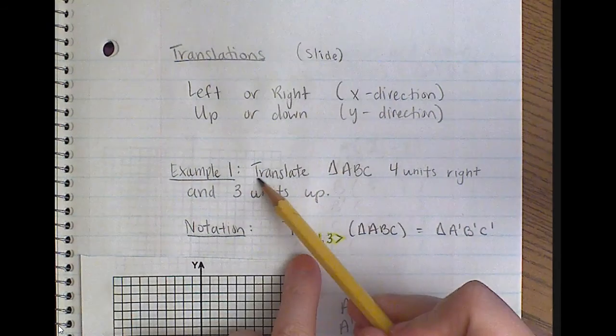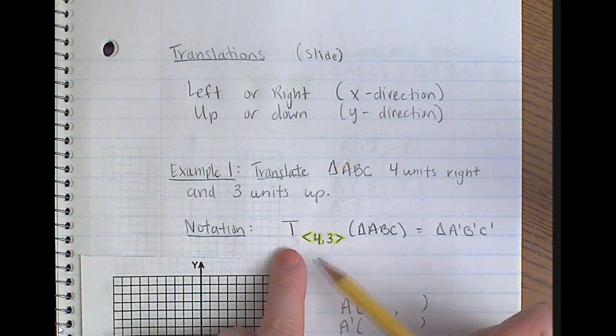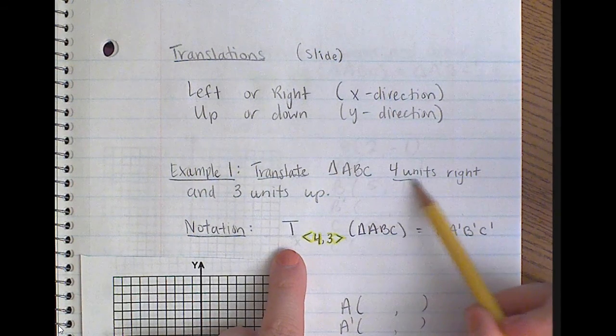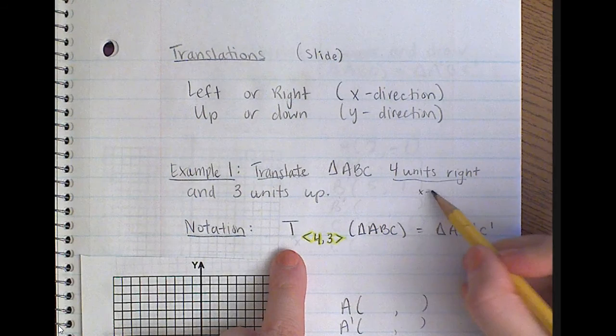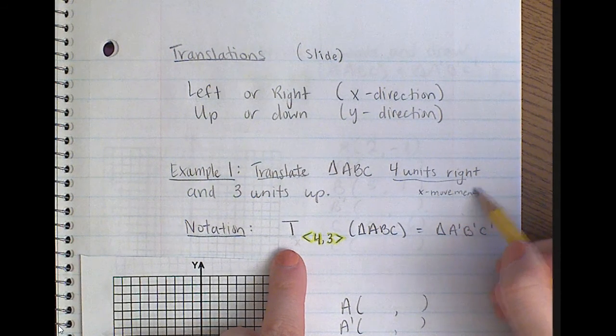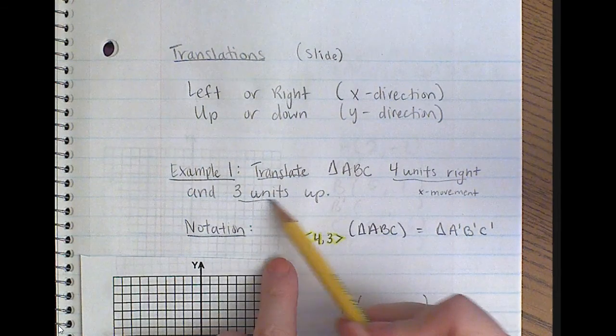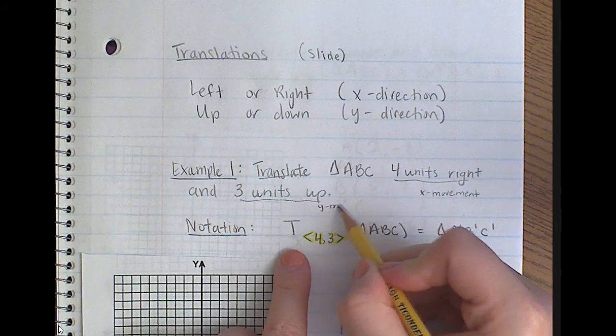So translate stands for the capital T, and then 4 units right. This is our movement in the X direction. So I'm going to put X movement, and then 3 units up. This is the movement in our Y direction. So I'm going to put Y movement.